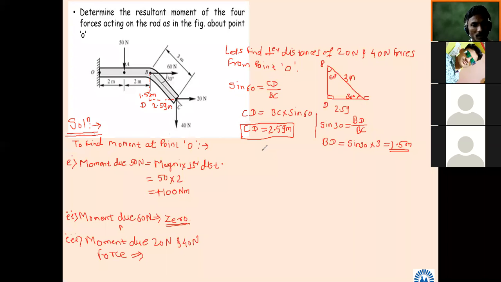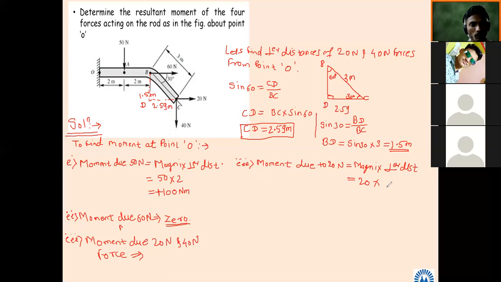Both the distances are now known, so now simply we can calculate. Third number I will write here. Very simple now. Moment due to the 20 Newton force equals magnitude into perpendicular distance. What is the magnitude? 20 Newton into the perpendicular distance of the 20 Newton force, which is 1.5.